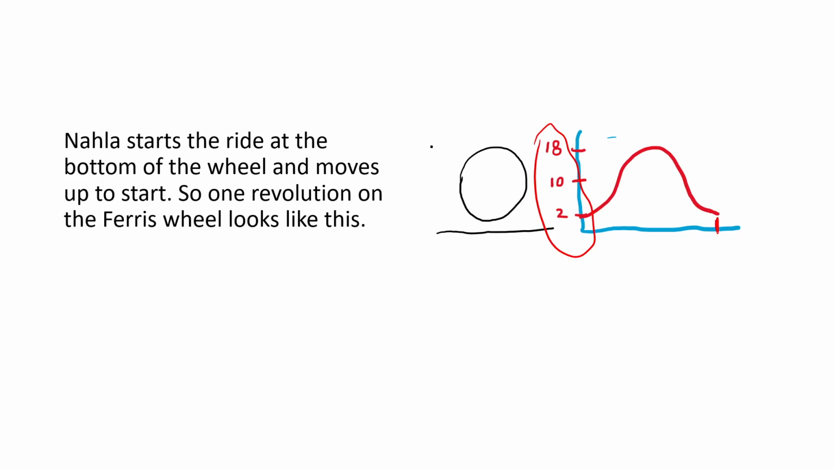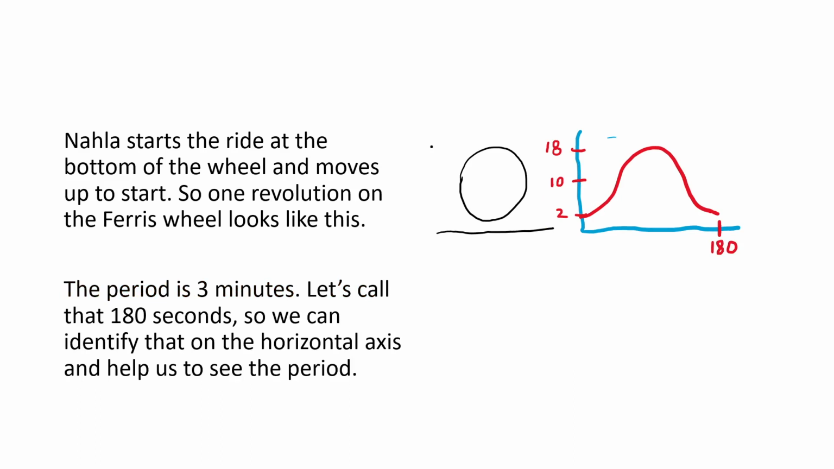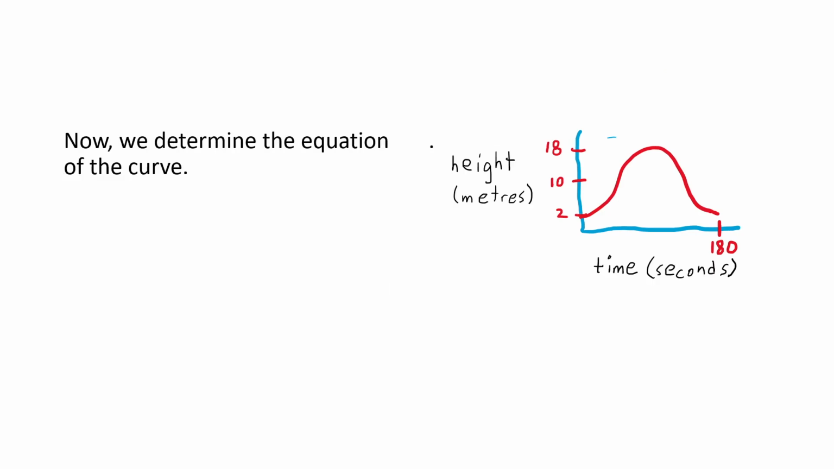Well, what's the period? The period is 3 minutes. And 3 minutes converted to seconds is 180 seconds, and that's going to give us a bit more accuracy, perhaps. So we're going to put 180 seconds down here, and we're also going to make note that what we've got here is a periodic function with a parent function of negative cos x. Okay? Now, we've got our curve set.